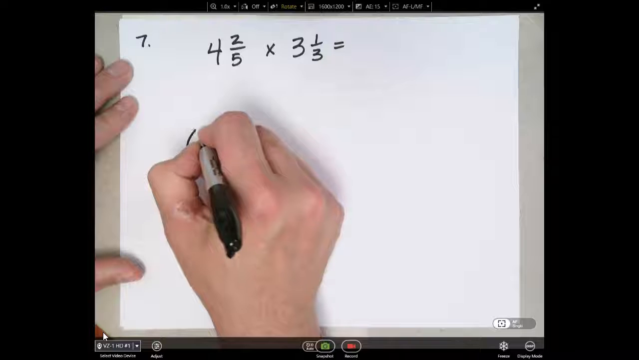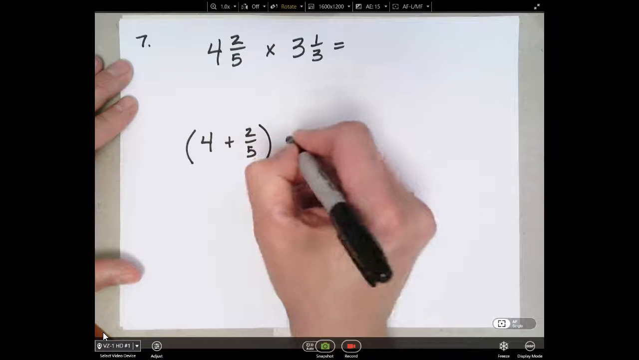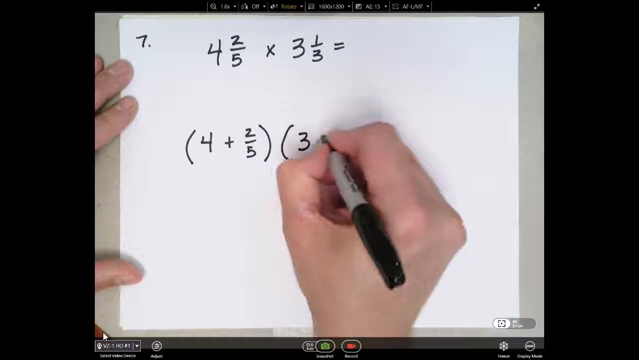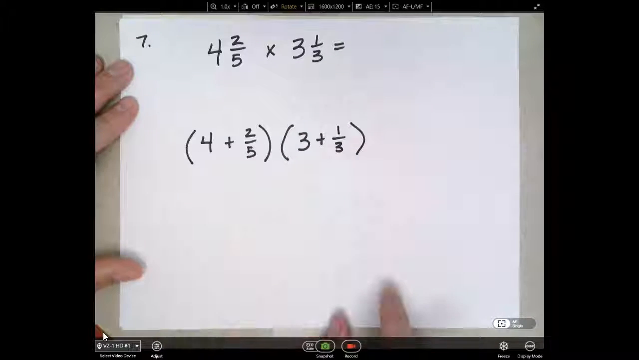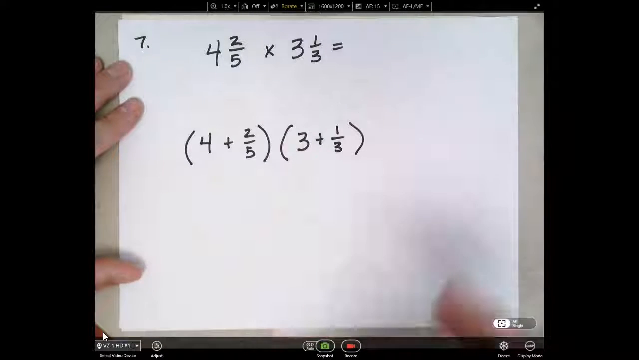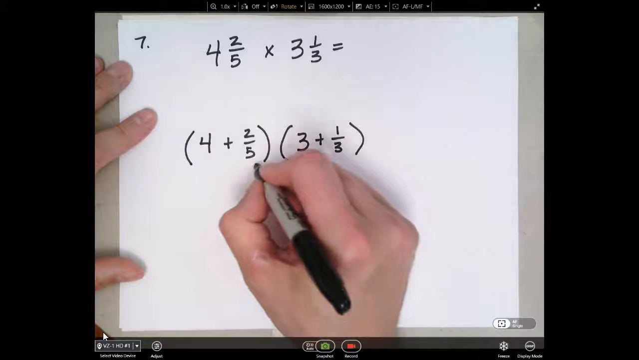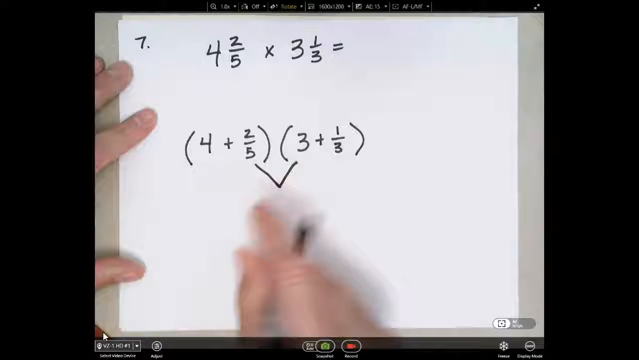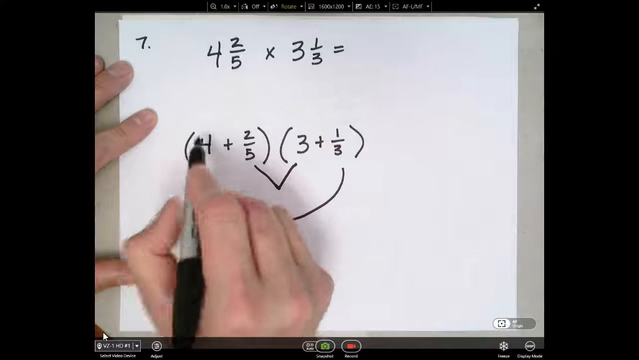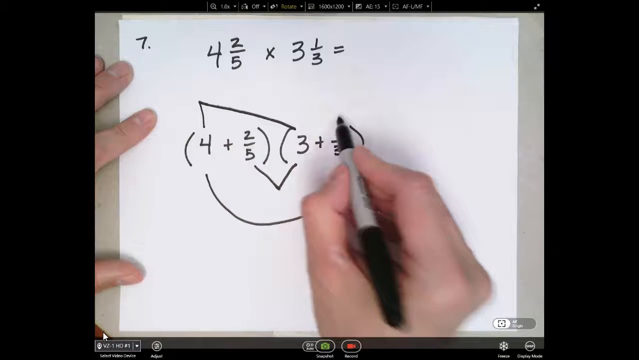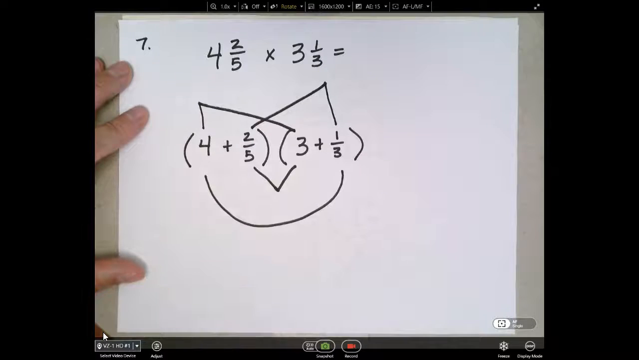So I'm going to draw 4 plus 2/5, and we're going to multiply that by 3 plus 1/3. And again, we're going to need to do first, outside, inside, last, just like we did before. This is just a graphic way of helping us to not leave out any of those pieces. So we know we have to do the inside, we know we have to do the outside, we know we have to do the first number, and we know we have to do the last number in each bracket. And to me, that just kind of resembles an owl.